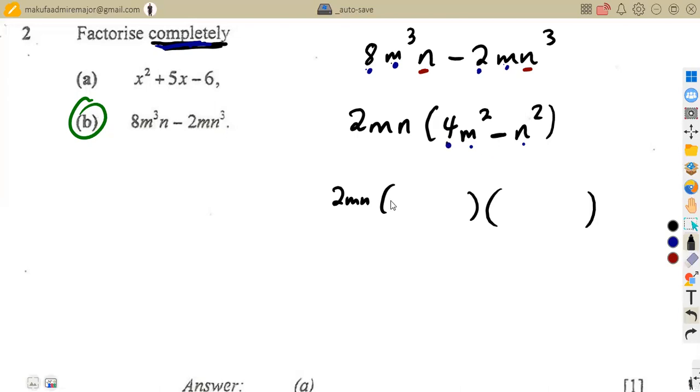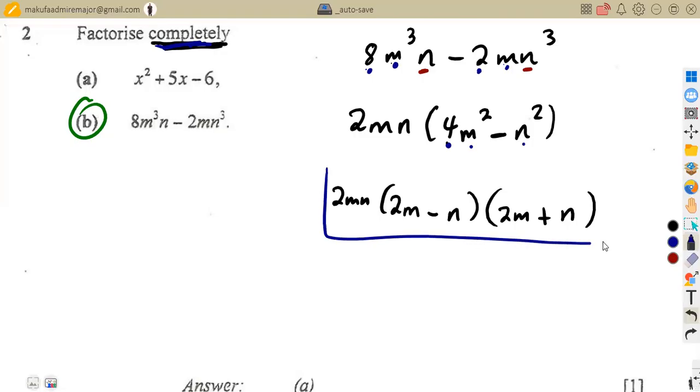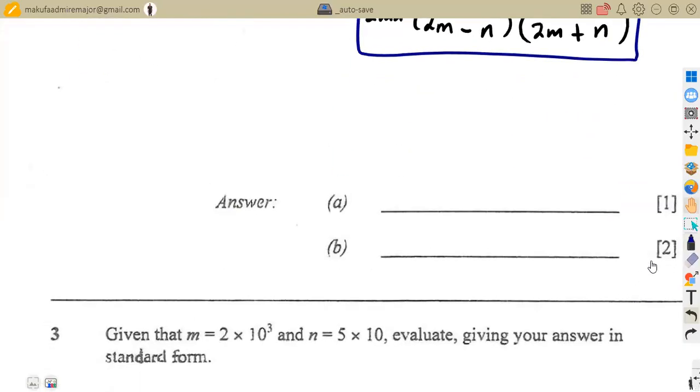The square root of 4 is 2, the square root of m squared is m. One bracket will subtract the square root of n squared, which is n. The other bracket is simply going to add this part that we have in the first bracket. So now we have factorized our expression completely. That is to factorize completely. So that was our question. We've got 2 marks for that.